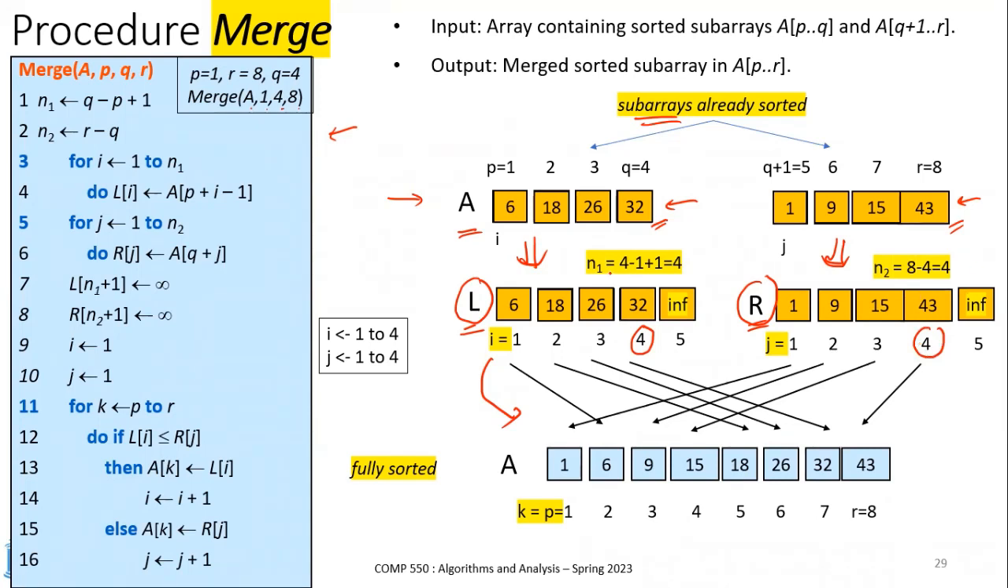So how are we going to calculate these 2 variables, N1 and N2, which give you the size of L and R? Well, you should be able to see that we are simply going to manipulate P, Q, and R. So in this particular case, you're simply going to say 4 minus 1 plus 1, where 1 is the initial value of P. And in this case, you're basically saying 8 minus 5 plus 1, which is the value of N2. So N2 is 4 and N1 is 4. Those are now the sizes of the L and the R arrays, which are temporary arrays.